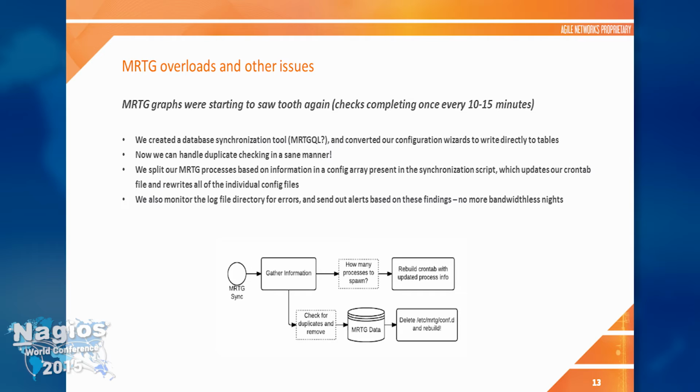You can see, I don't know how easy that is to read from where you are. But we gather information, we check for duplicates and remove, grab the MRTG data, delete the entire conf.d directory in /etc/mrtg, determine how many processes we need to spawn, and then we rebuild the cron jobs and the entire directory.